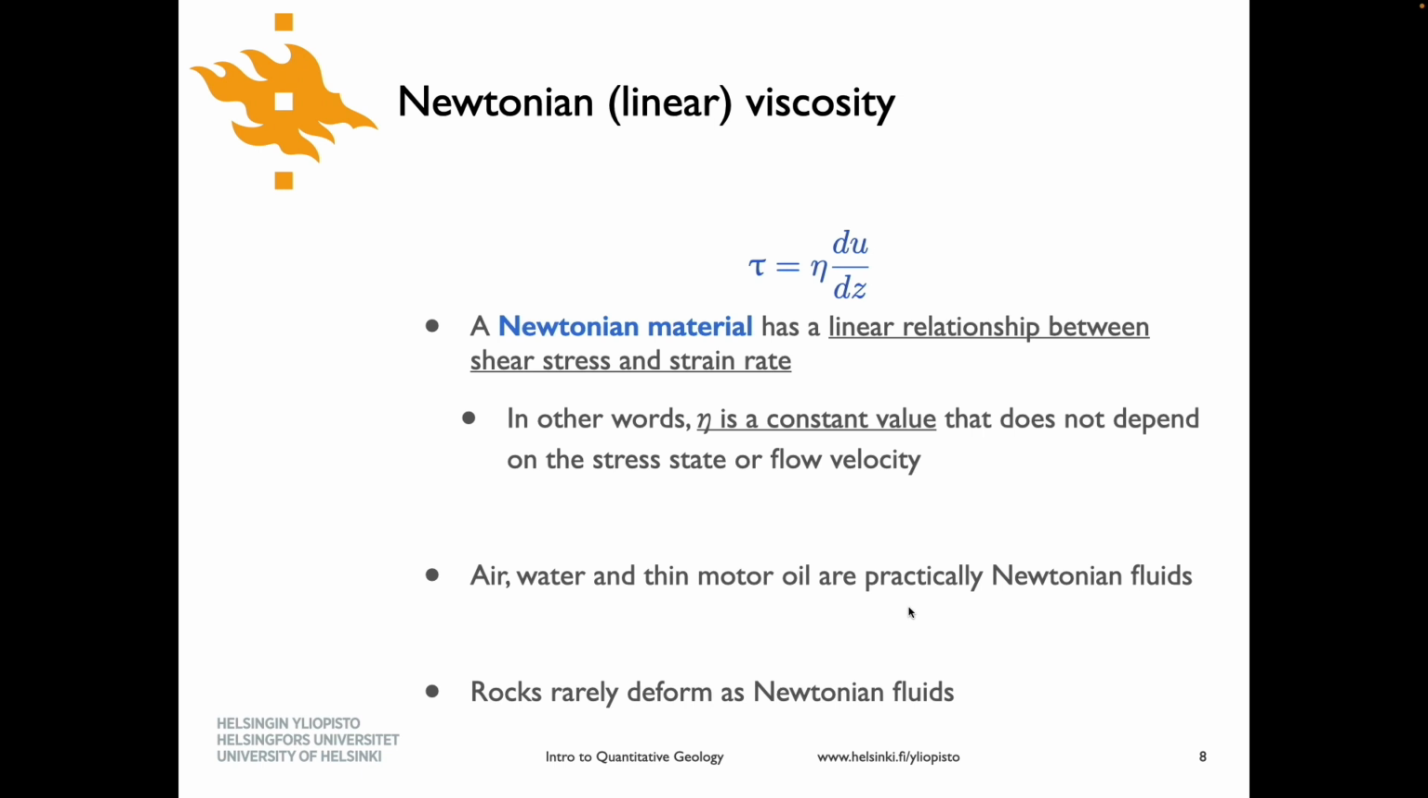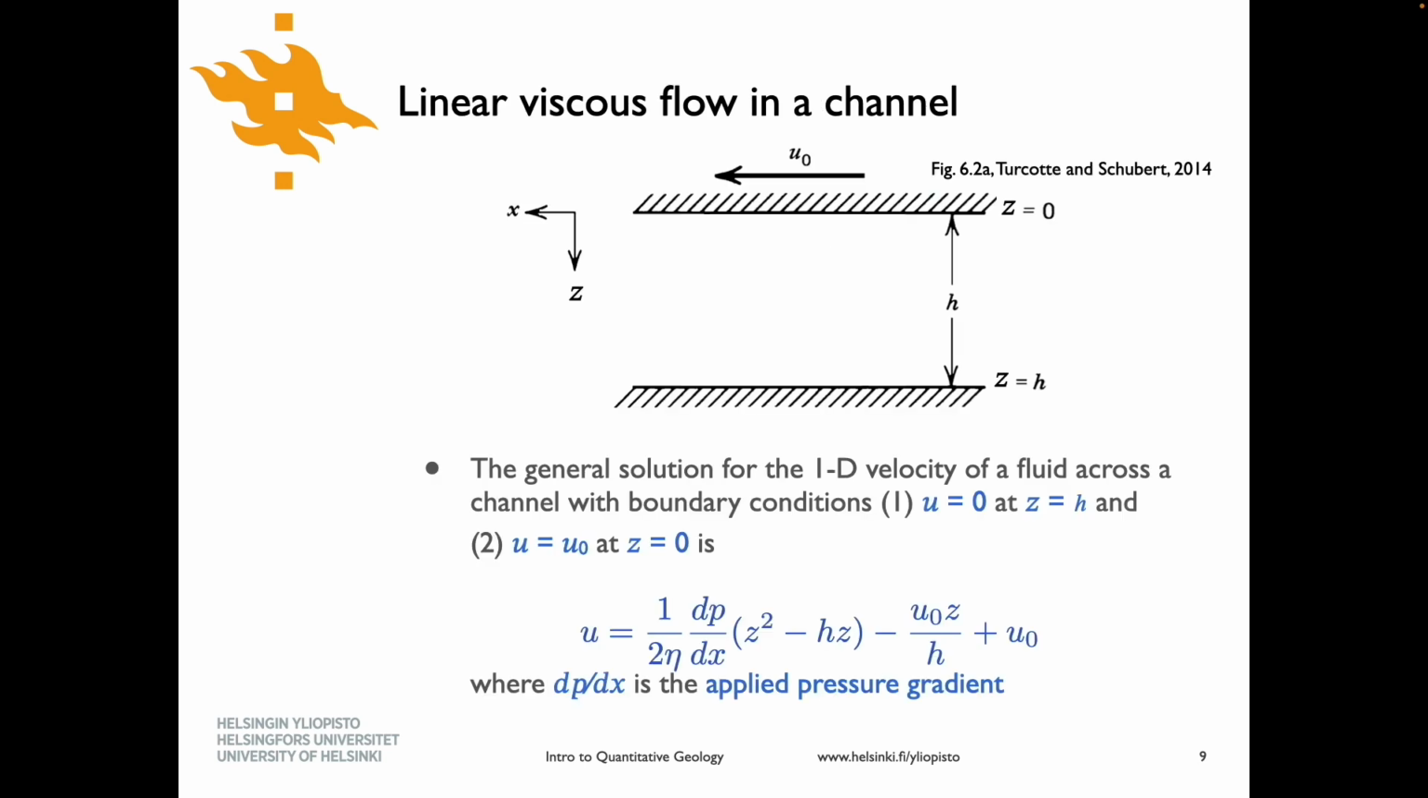Rock salt is sort of like a Newtonian fluid in the way that it performs, but most rocks are not actually behaving in this Newtonian way. So this is something that's useful to know about as a theoretical model, but it doesn't necessarily represent rock that well. But nonetheless, we can use this simplified case to look at some examples of how viscous fluids flow in, for example, a channel.